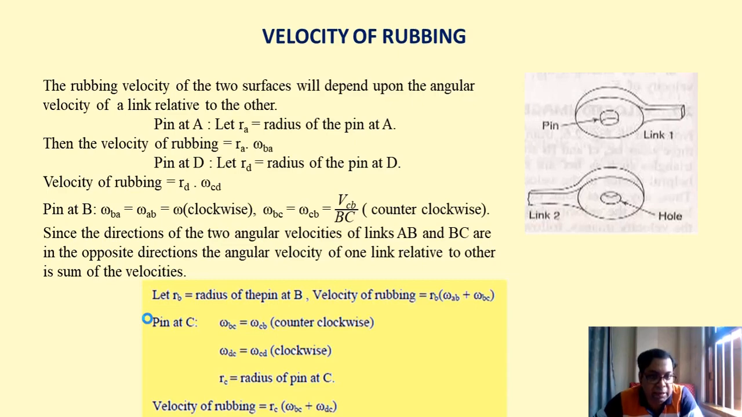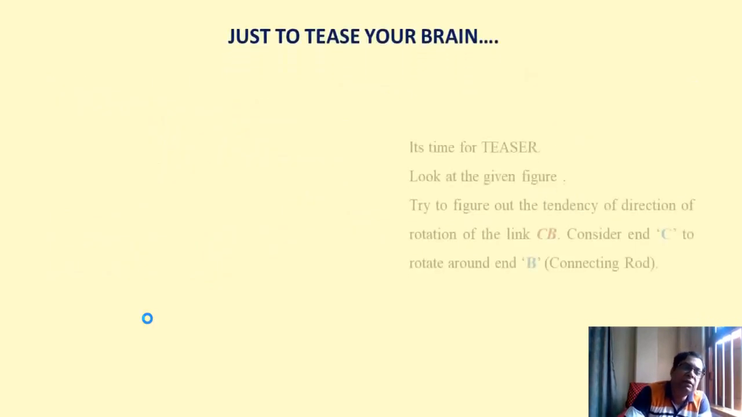Similarly, at pin C, we must consider that omega BC equals omega CB, or omega DC equals omega CD. Both of them are rotating in clockwise and counterclockwise, that is in relatively opposite directions. Now considering RC is the radius of the pin, velocity of rubbing should be RC within bracket omega BC plus omega DC, something like that. So this is how we can calculate velocity of rubbing.